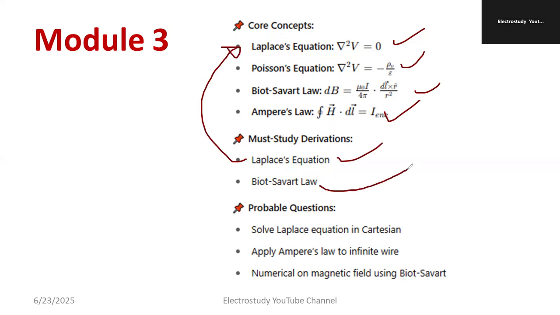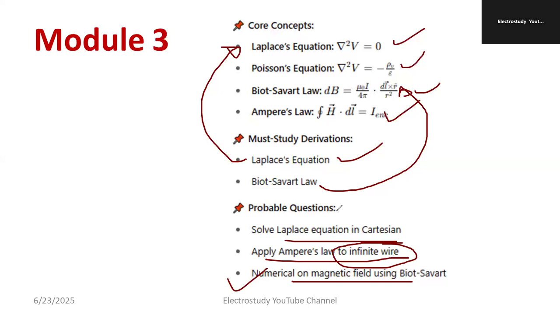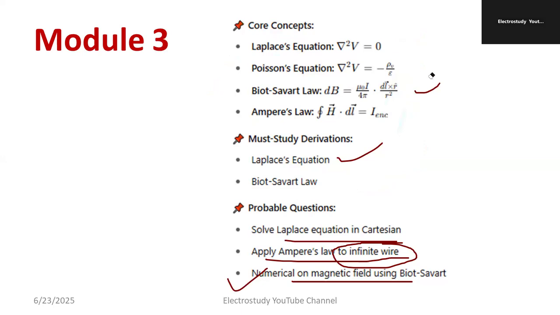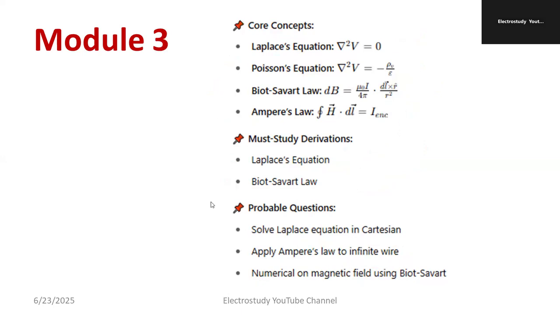Even the Biot-Savart law, the equations and derivations are very important. Solve the Laplace equation in Cartesian coordinates, and apply Ampere's law to the infinite wire. Please remember that. Based upon the university questions, I found that this question is repeated several times. You may have a chance. Then the numerical on magnetic field using Biot-Savart. So these are the valuable points which come under module 3. Please focus on these questions. If you have very little time, at least 10 hours, you can manage it.